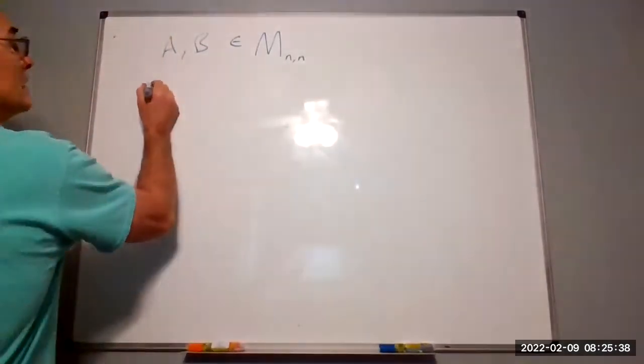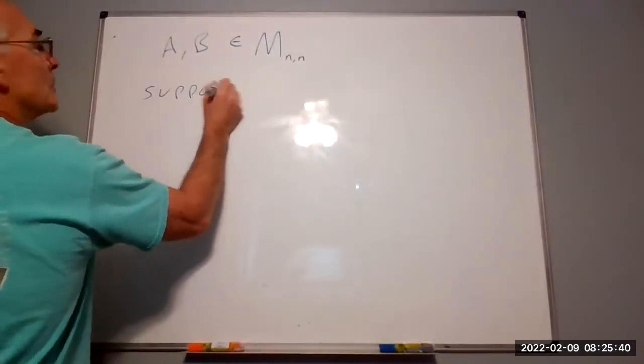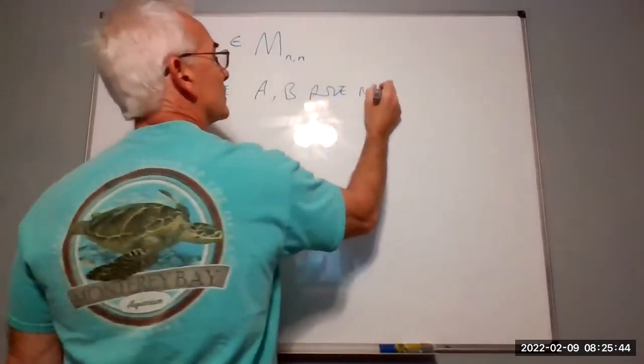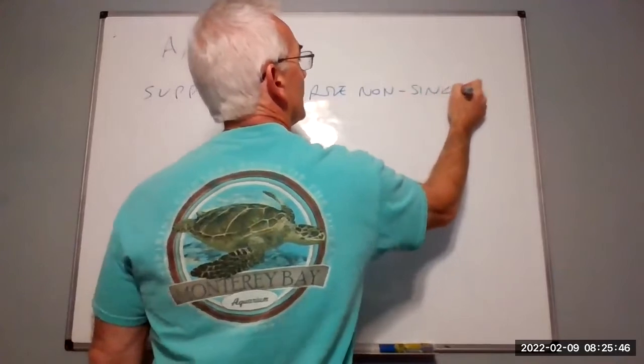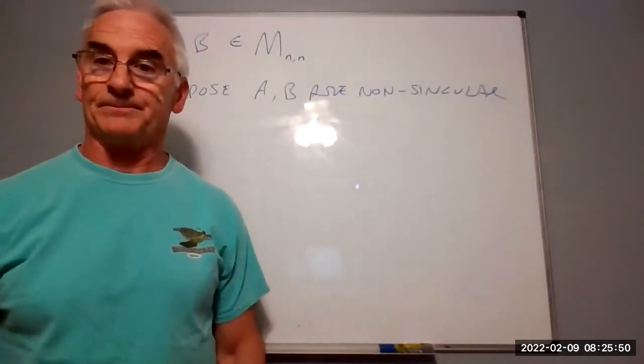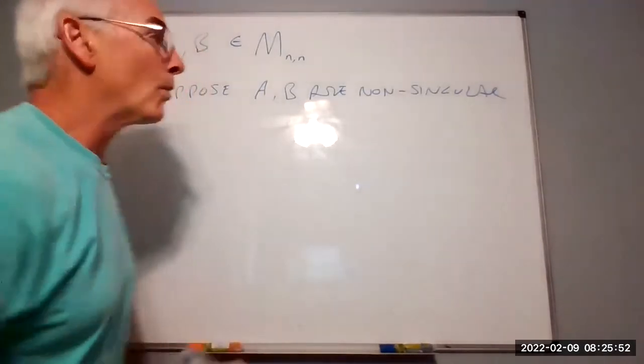Now, suppose A and B are non-singular. That means A inverse exists and B inverse exists. Okay? What if?